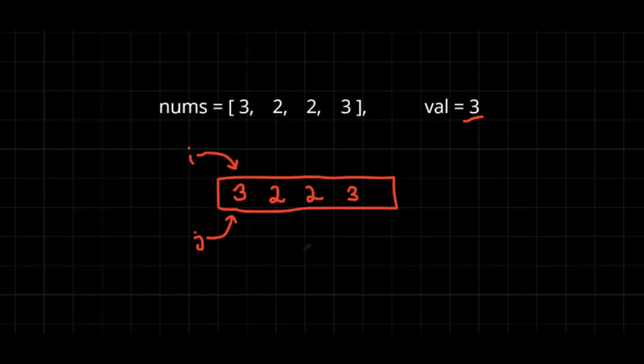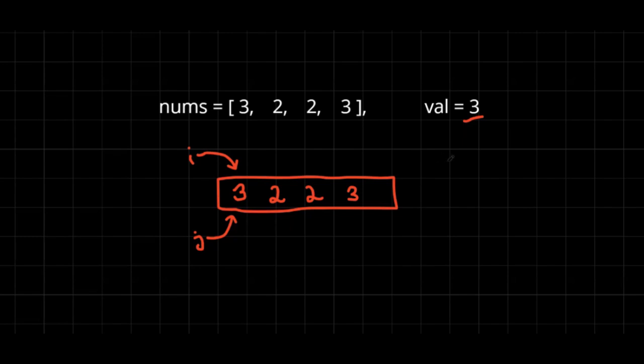Now let's understand the example by using the first given input. Here, the first input is 3, 2, 2, 3, and our current value is 3, which is given. Now we are taking 2 pointers, i and j. Initially, both of them are pointing to the first element, which is 3. Now we are using a for loop which points to each of the elements in the given vector subsequently.